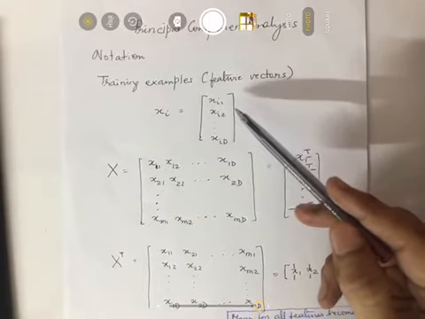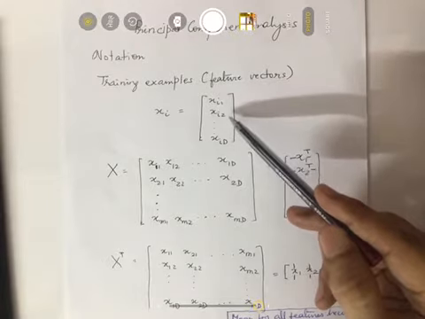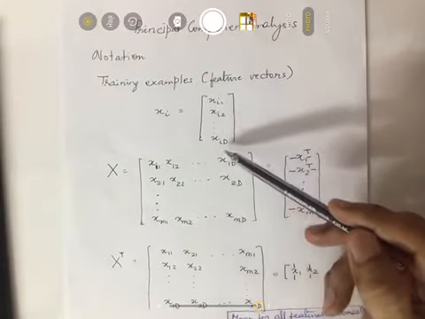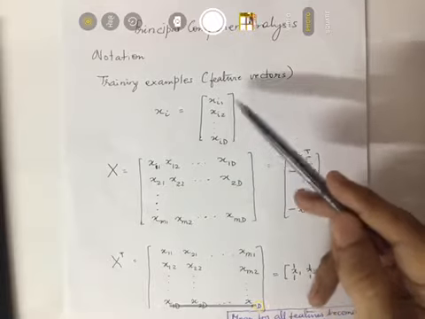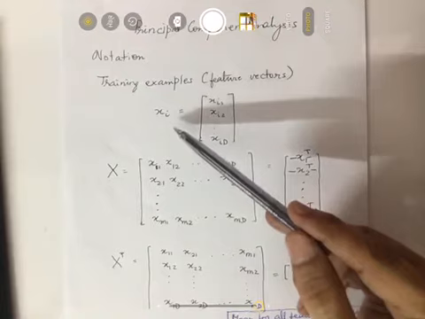So xi1 is the first dimension, xi2 is the second dimension, and so on up till the Dth dimension. And all these are the D dimensions of the vector, the ith training example.